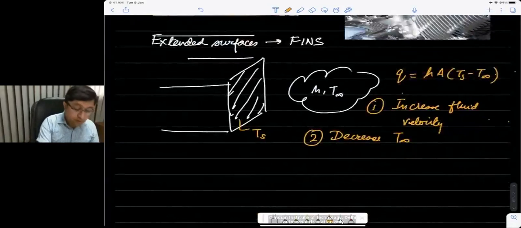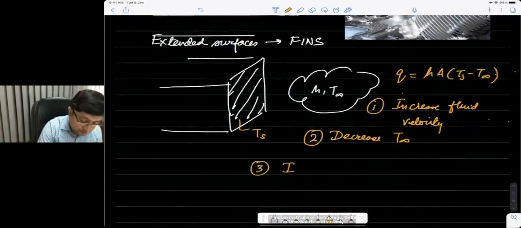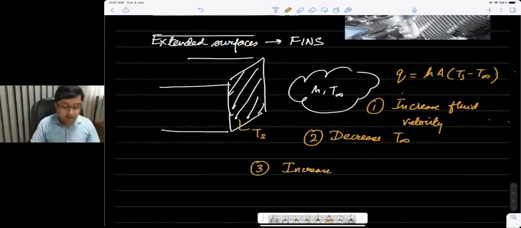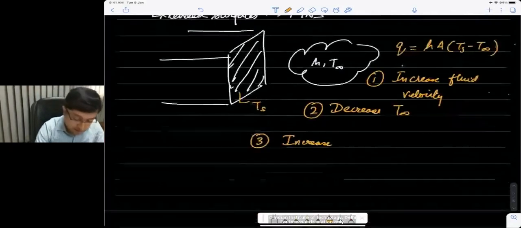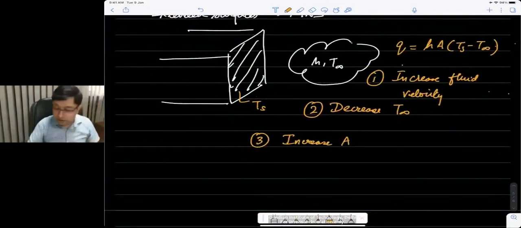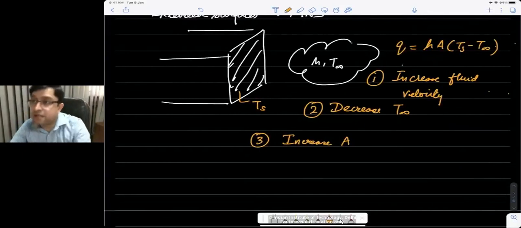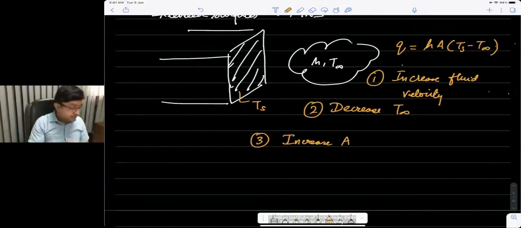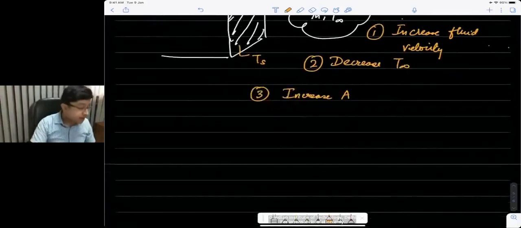The third option that we are now trying to probe, in the case of the use of fins, is whether we can increase the area of heat transfer, or increase the area across which energy exchange happens. So increase A. The area across which convection heat transfer happens: is it possible? Can we somehow do something to increase this? And that is precisely what fins serve. This is the purpose of these fins, which is to increase area by extending a solid into the fluid, taking more space on the fluid side.